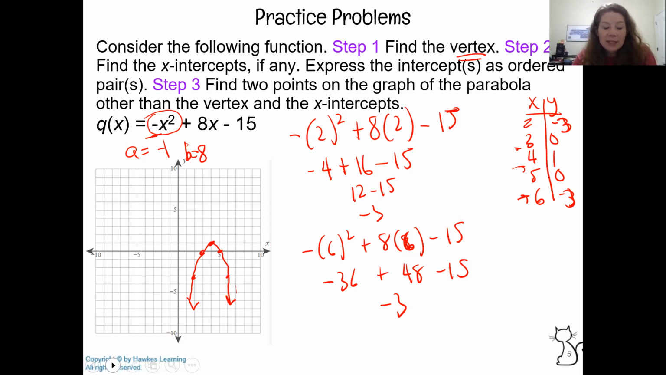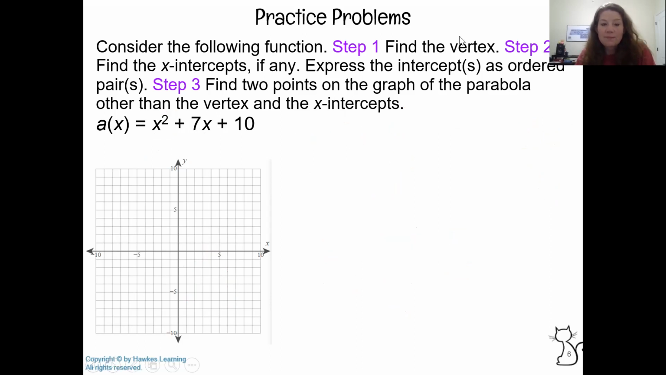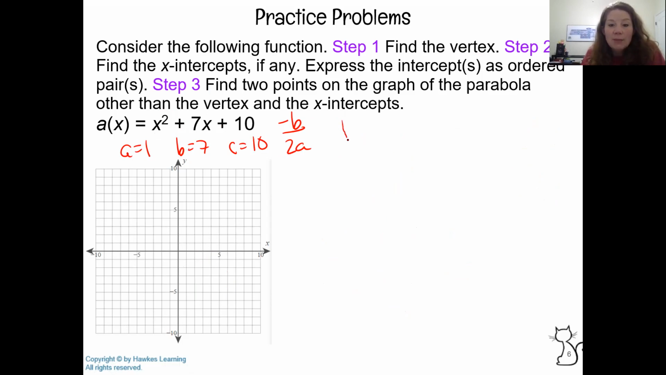But I encourage you to use Desmos. All right, we're going to find the vertex. So to get started, we're going to do -b over 2a. So a is 1, b is 7, and c is 10. We do know that this is a happy parabola because a is a positive number.